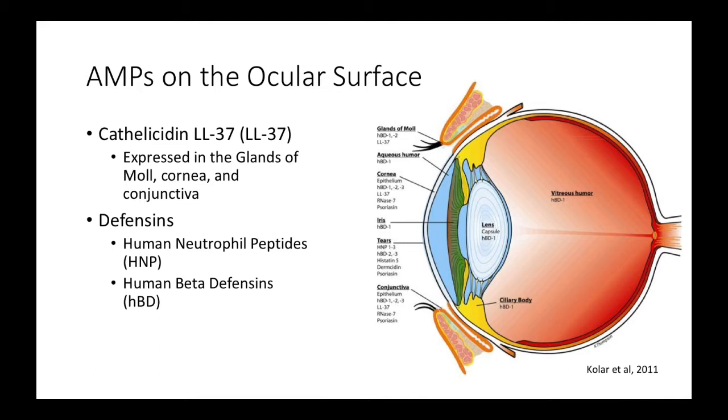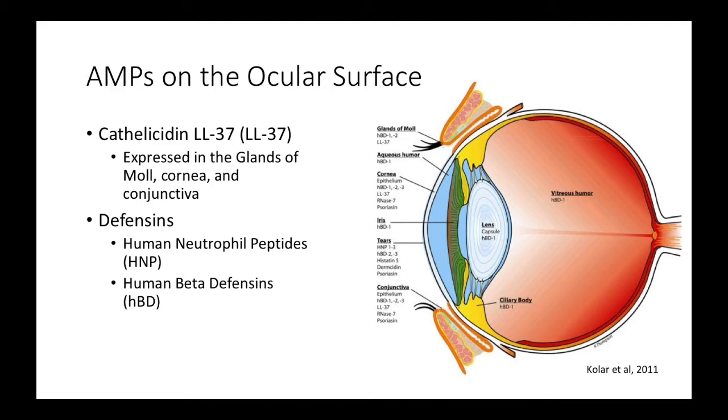One of the most prevalent AMPs on the ocular surface is cathelicidin LL37. It is expressed in the glands of Moll, which are the modified sweat glands, the cornea, which is the refractive covering over the pupil and iris, and the conjunctiva, which lines the eyelids. Defensins are the other major AMP on the ocular surface. There are two categories of defensins: human neutrophil peptides, abbreviated HNP, and human beta defensins, abbreviated HBD.